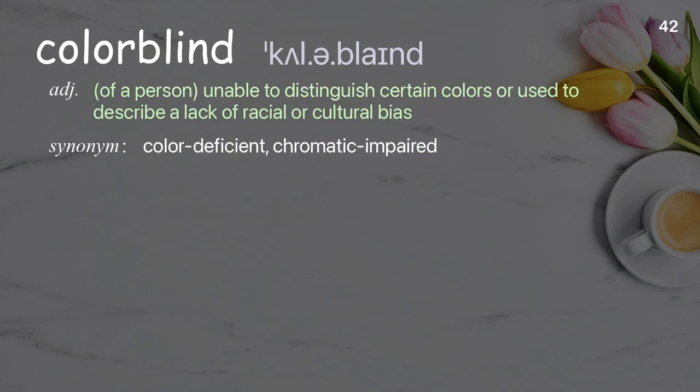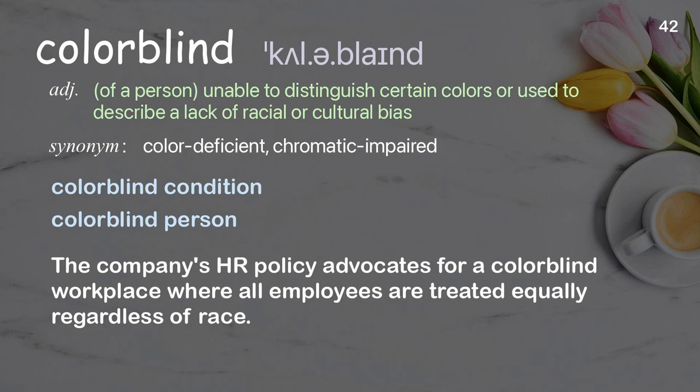Colorblind. Of a person, unable to distinguish certain colors or used to describe a lack of racial or cultural bias. Examples. Colorblind condition. Colorblind person. The company's HR policy advocates for a colorblind workplace where all employees are treated equally regardless of race.